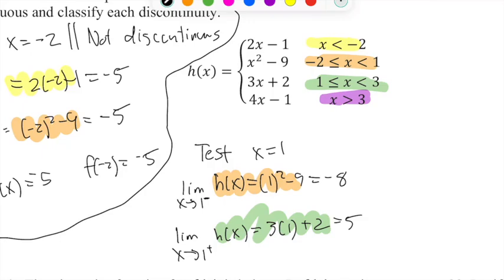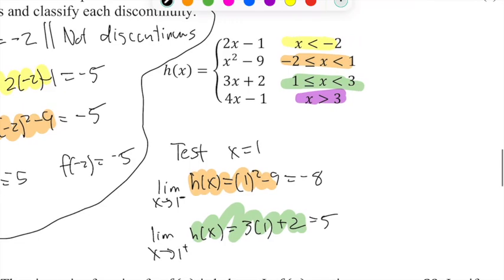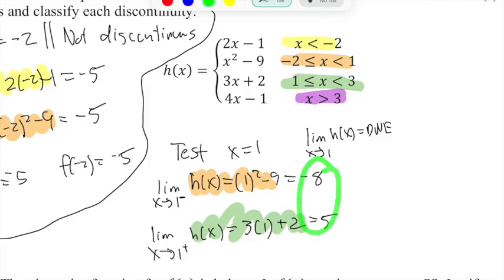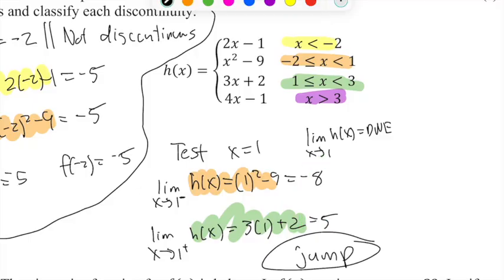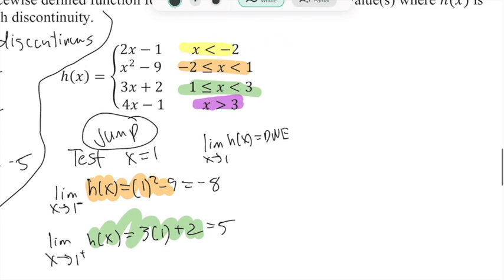So notice how we have different limits. So the limit as x approaches 1 of h of x does not exist. And it doesn't exist because these approach different values. This is going to be a jump discontinuity.